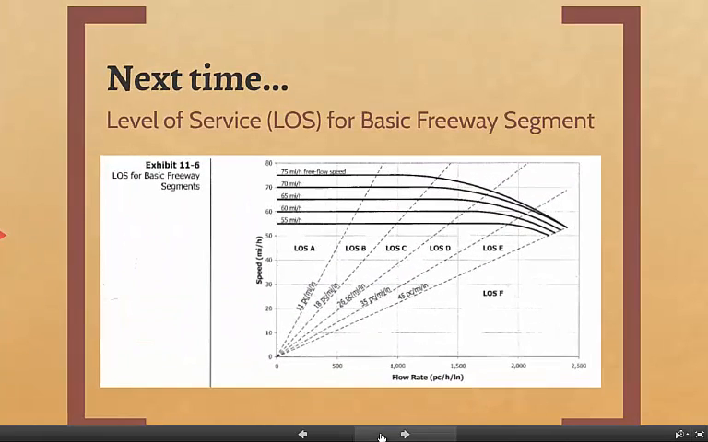If we had a suitable value for the segment's free flow speed, we could use our adjusted flow rate, V sub P, to proceed with estimating the level of service for a basic freeway segment. But that is a topic for another time.